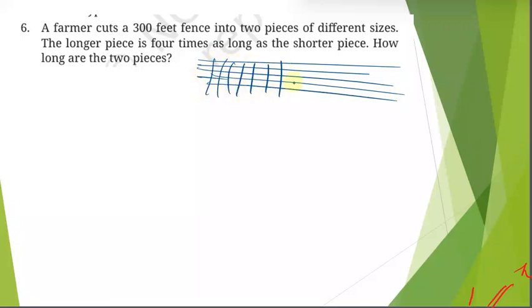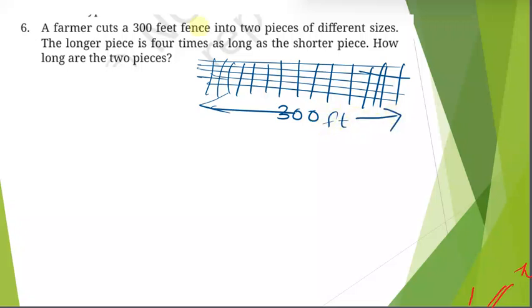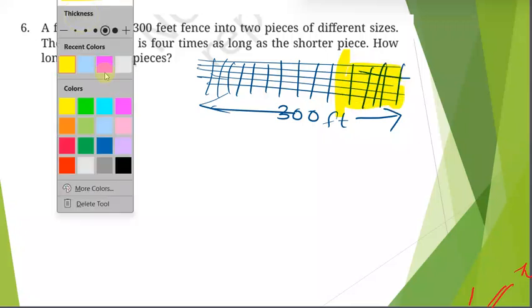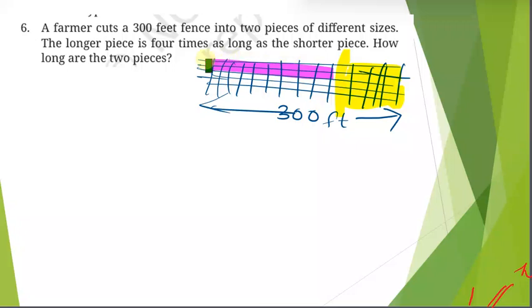So how long is the total fence? Yes, the total length of the fence was 300 feet, right? The total length was 300 feet, but he cut it into two pieces. One is longer and one is shorter. The yellow color was the shorter one, and suppose the pink color was the longer side. Now it's given that the longer side is 4 times as long as the shorter piece.